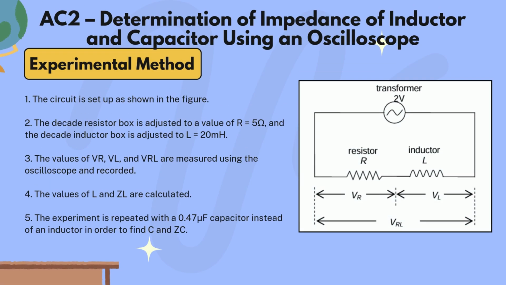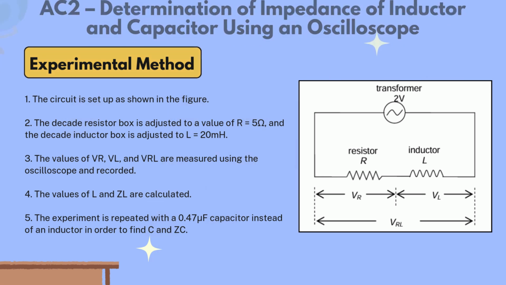In order to carry out the experiment, the circuit must first be set up as shown in the figure. The decade resistor box is adjusted to a value of R equals 5 ohms, and the decade inductor box is adjusted to L equals 20 millihenries. The values of VR, VL, and VRL are measured using the oscilloscope and recorded. The values of L and ZL are calculated. Then, the experiment is repeated with a 0.47 microfarad capacitor instead of an inductor in order to find C and ZC.